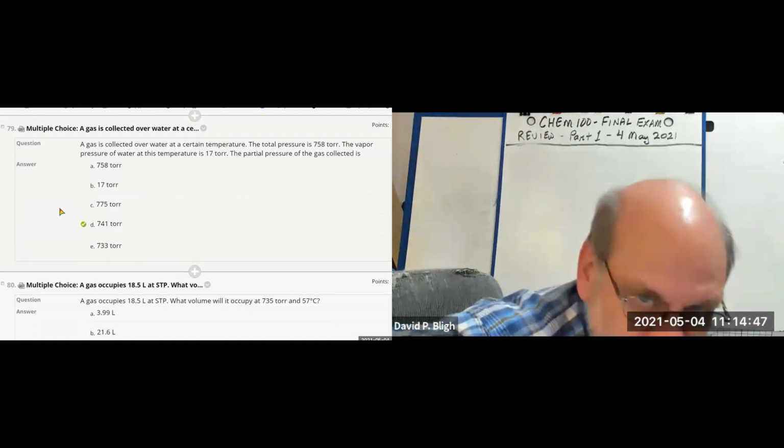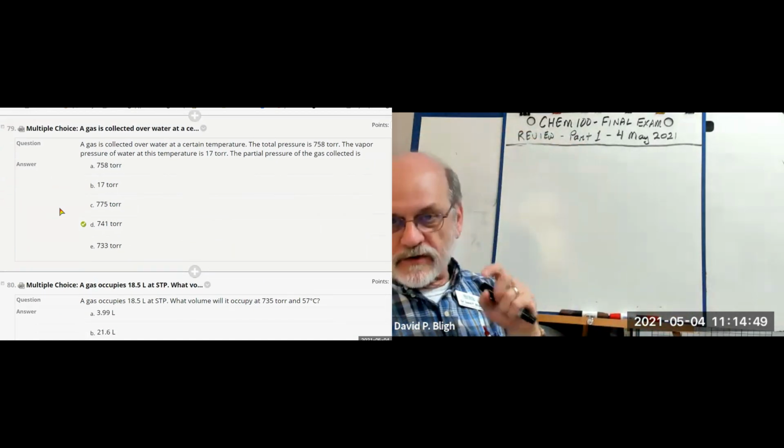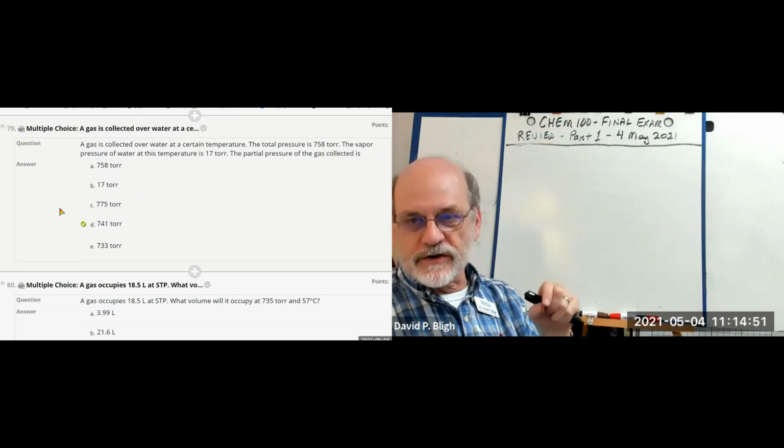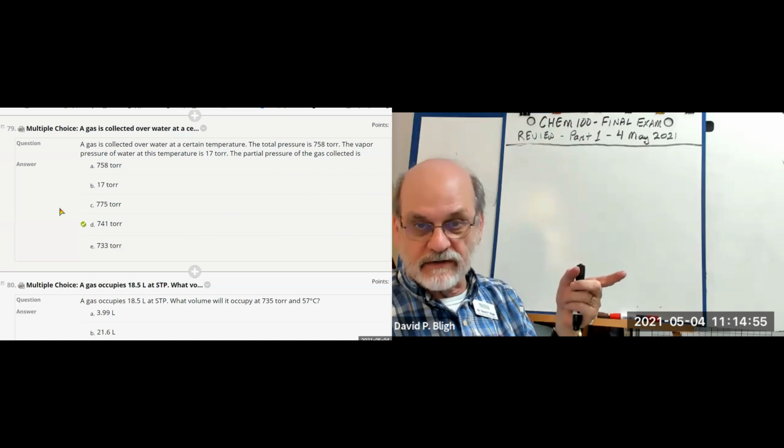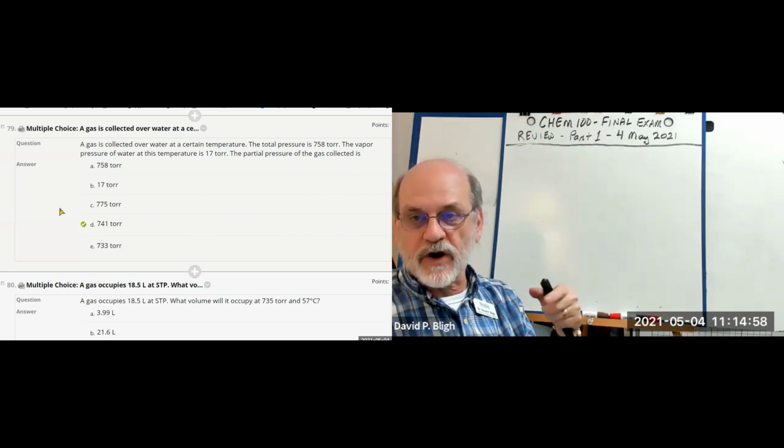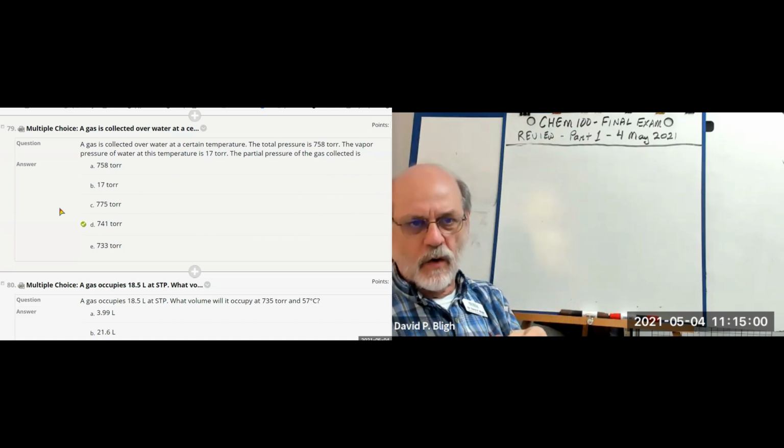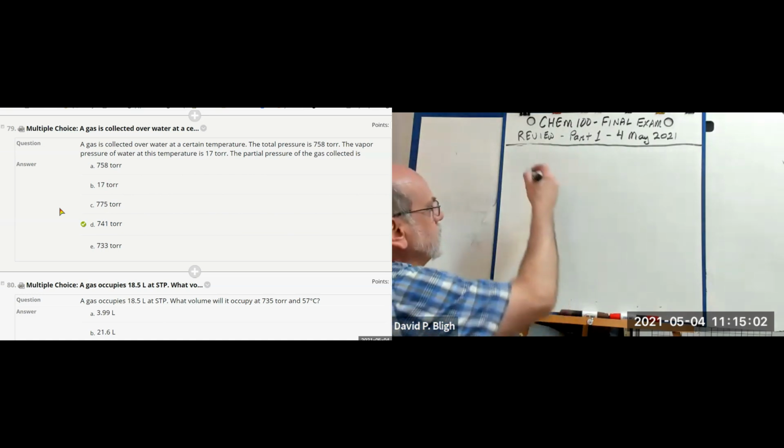A gas is collected over water at a certain temperature. The total pressure is 758 torr. The vapor pressure of water at this temperature is 17 torr. What's the partial pressure of the gas collected? Oh, this one's simpler than it looks.